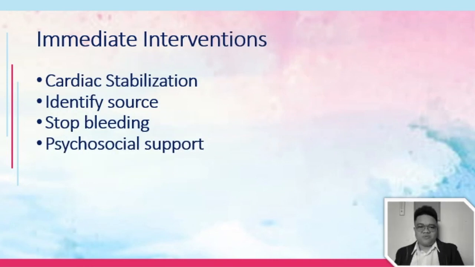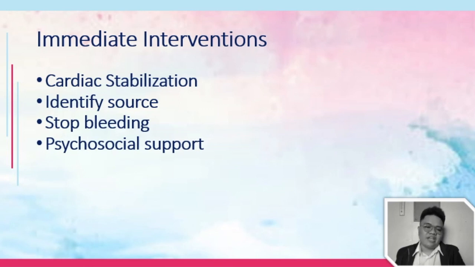Immediate interventions would include your cardiac stabilization because we're talking about the cardiovascular system of the patient, which has a tendency for collapse due to the lack of blood volume. Second, identify the source. Okay, identifying the source would treat the actual problem. So we need to know, is it from the esophagus? Is it from the stomach? Is it from the lower GI? And then stop the bleeding. Stopping the bleeding may actually entail you to insert an NGT tube, a special kind of nasogastric tube, or may entail us to bring the patient to the operating room for an immediate and stat surgery.